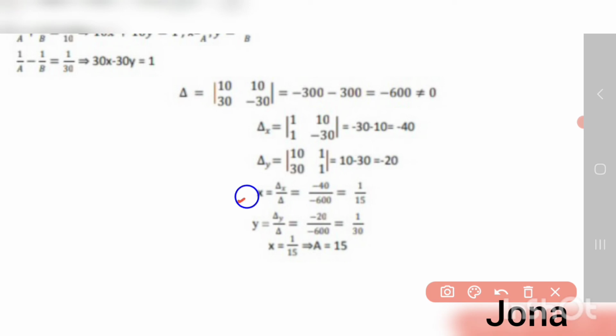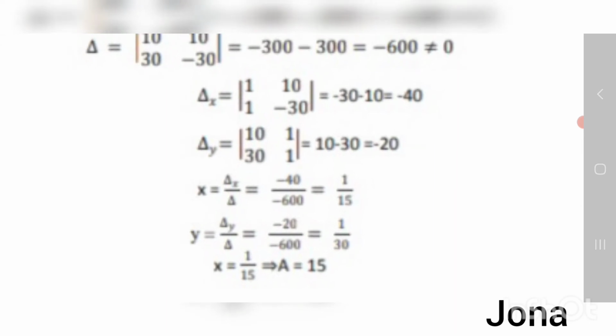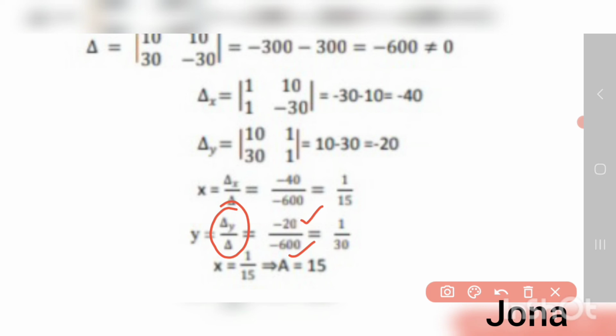Then we want to find the value of x. x is del x by del. The value of del x is minus 40 divided by the value of del, minus 600. So minus 40 by minus 600 is nothing but 1 by 15. Then I want to find the value of y. y is del y by del. Del y is minus 20, del value is minus 600. If you simplify this, we will get 1 by 30. So now we got the value of x is 1 by 15 and the value of y is 1 by 30.